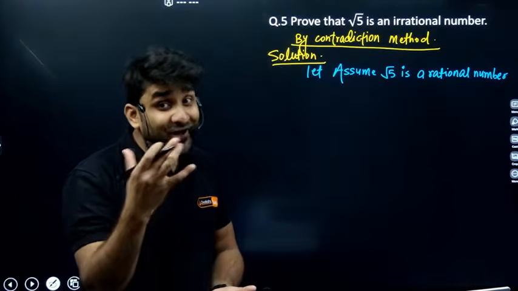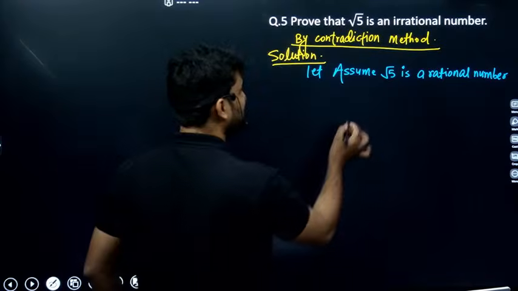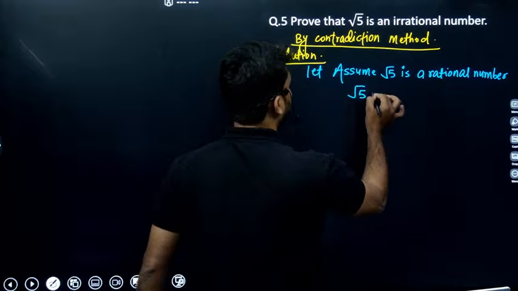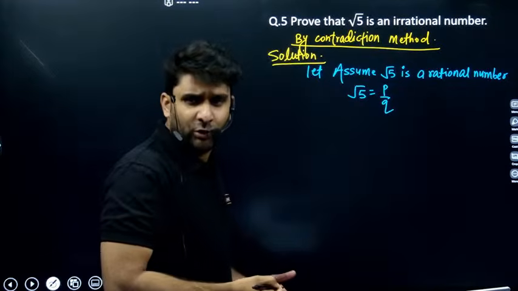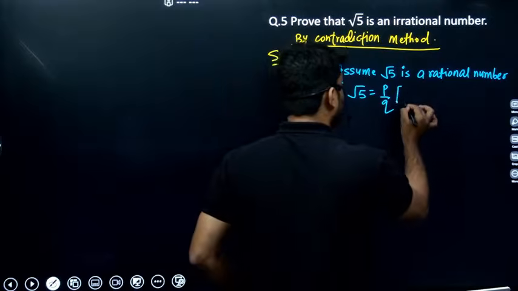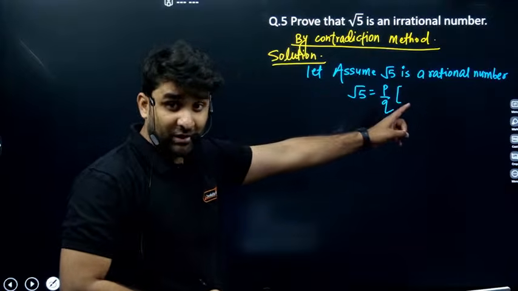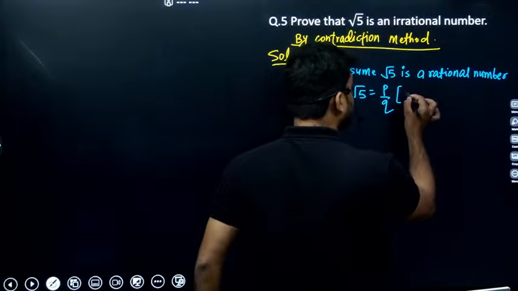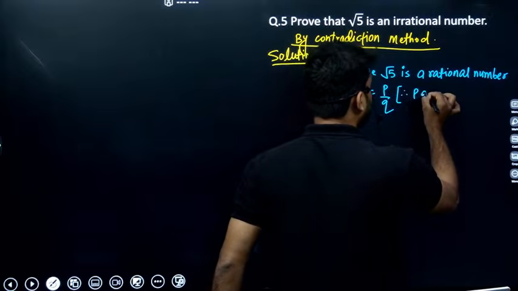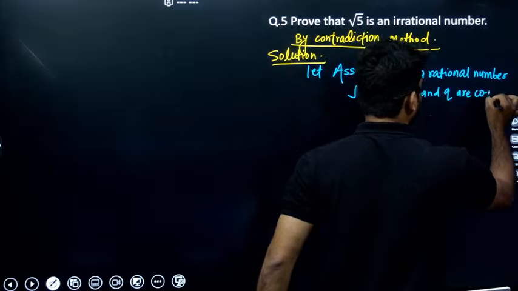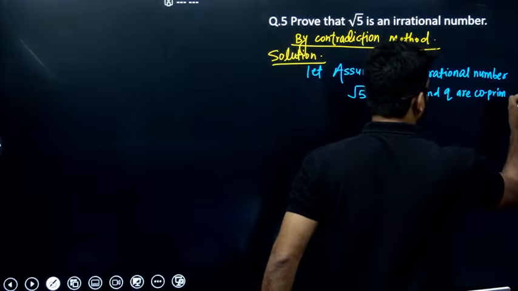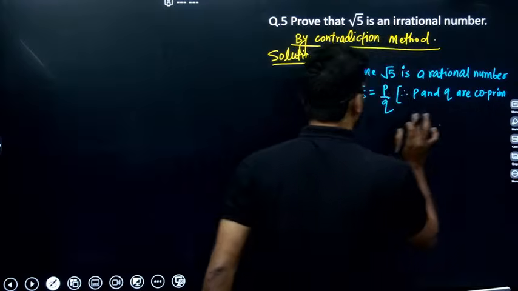My dear, as you have assumed root 5 is a rational number, it means that root 5 can be written in fraction form. Root 5 will be equal to p by q. And don't forget to mention this line in brackets, please focus: p and q are co-prime numbers. This is really, really important to mention.